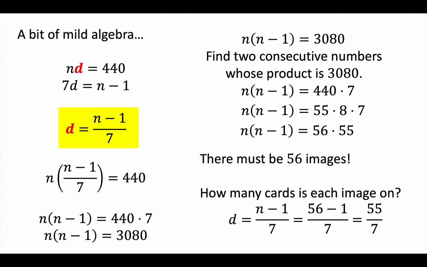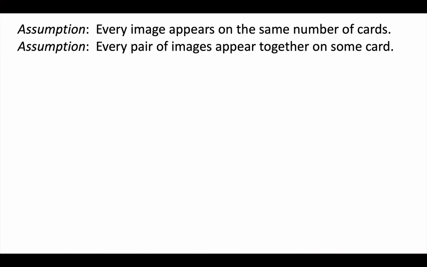Well, we must have gone wrong with our assumptions. So one of these assumptions, at least one of them, must be incorrect. The first one is that every image appears on the same number of cards. That was the value d, and d seems to be wonky, so that must not be true.